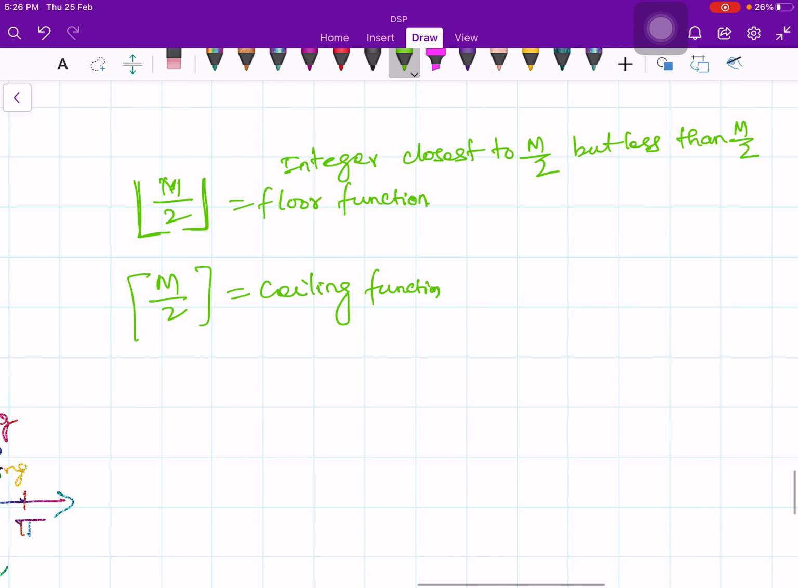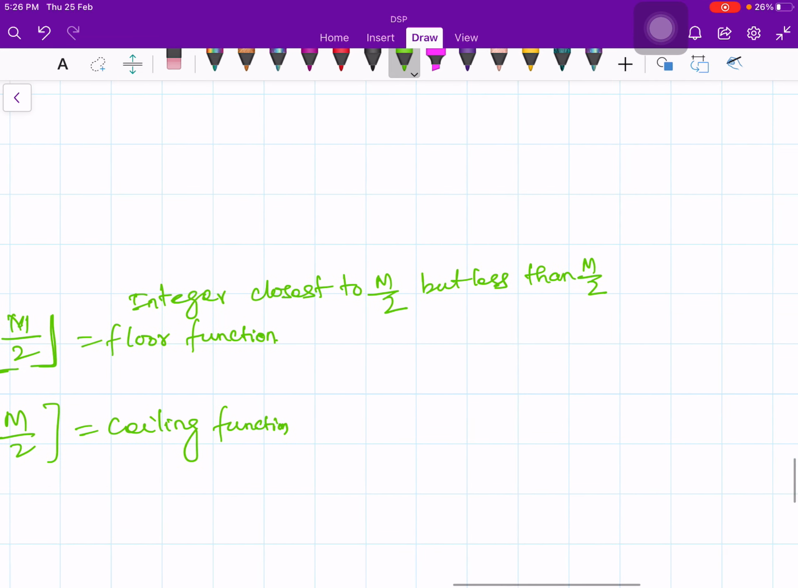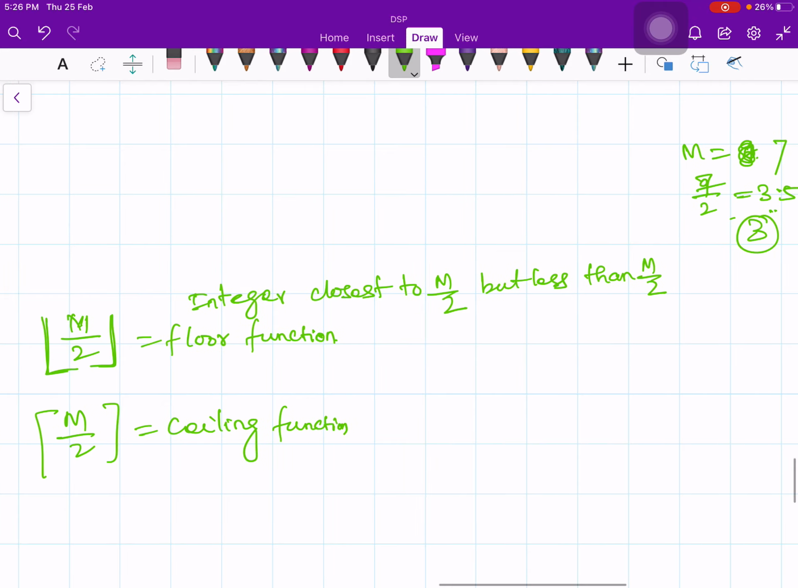For example, let us take m is equal to 7. 7 by 2 is 3.5. So the closest integer to m by 2, but less than 3.5. Which integer is there less than 3.5? 3. Therefore, I have to consider up to 3. Even if the answer comes 3.9, I should take only 3. Even if the answer comes 3.99999 like that, then the floor function would be 3.